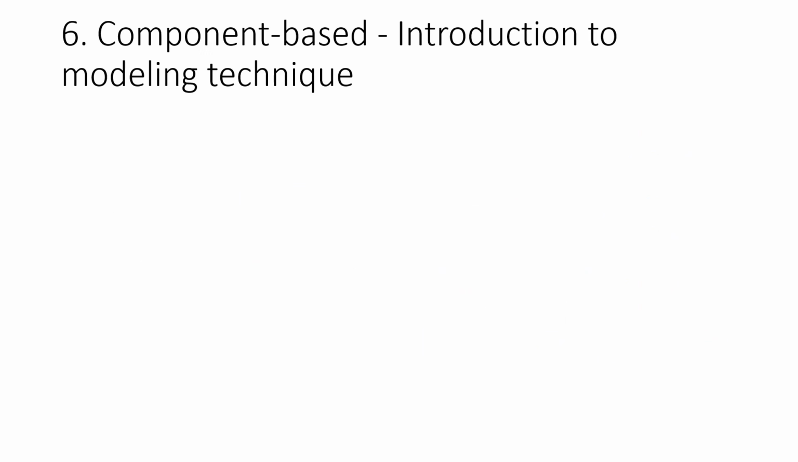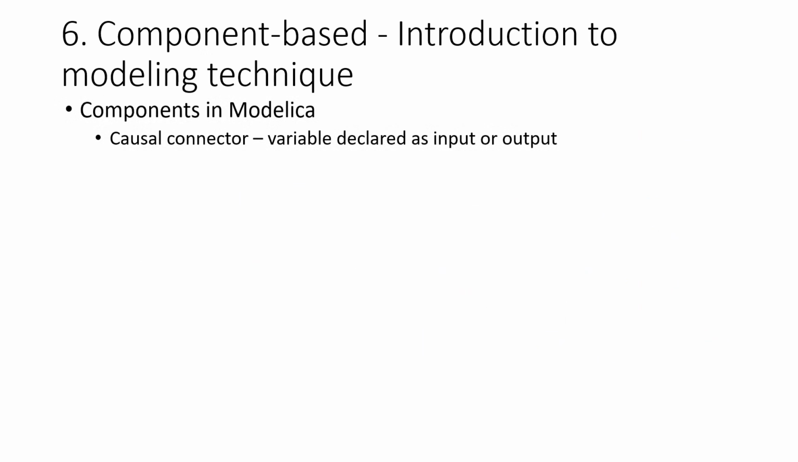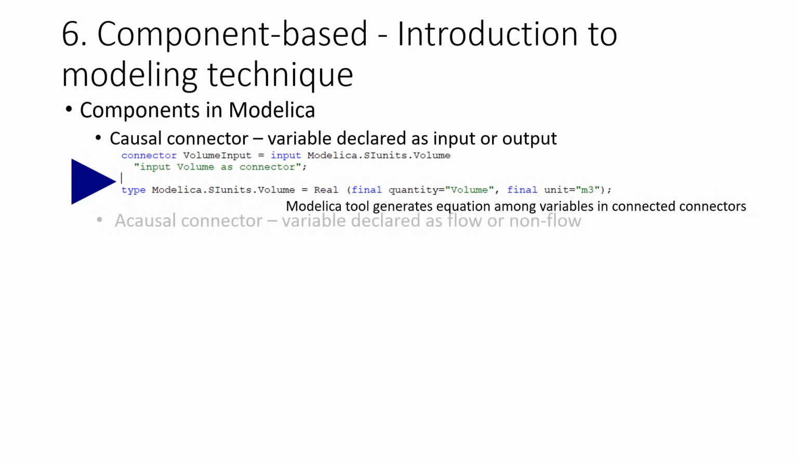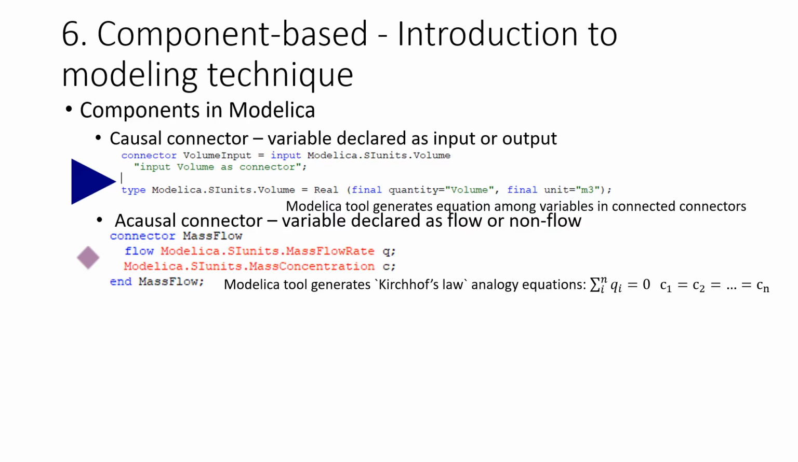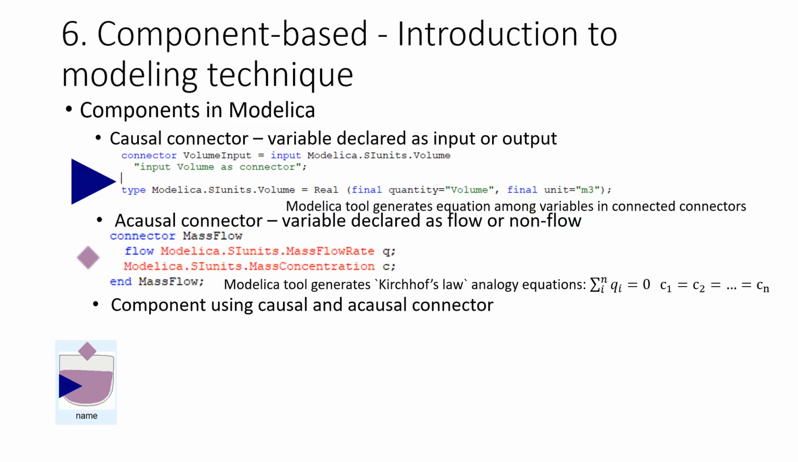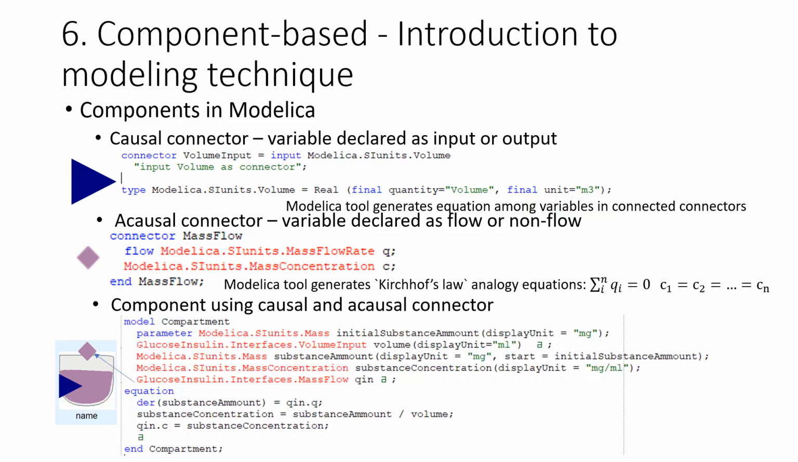Component-based modeling is another technique, which is based on the idea that I have communication points which are connectors. Here causal connectors are declared as input and output, but I have also the acausal connector where I don't need to decide what is input and output, and it's decided by the Modelica tool upon compilation. So the variable is declared as flow or non-flow. In this example, the Modelica tool generates Kirchhoff's law for the analogous equations. And there is a component using a causal and acausal connector here.